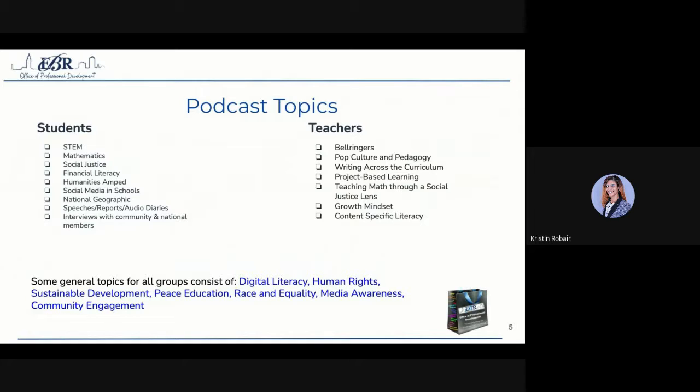Some examples of podcast topics are STEM, mathematics, social justice, financial literacy, humanities, National Geographic, speeches, reports, audio diaries, interviews with community and national members. As teachers, there are some things that are geared toward educators, such as Bell Ringers. That's an actual name of a podcast that talks about strictly bell ringers, openings, hooks, pop culture and pedagogy, writing across the curriculum, project-based learning, teaching math through a social justice lens, growth mindset, content-specific literacy. I apologize. So pretty much those podcast topics all consist of some type of digital literacy, human rights, race and equity, peace education, community engagement, and media awareness.